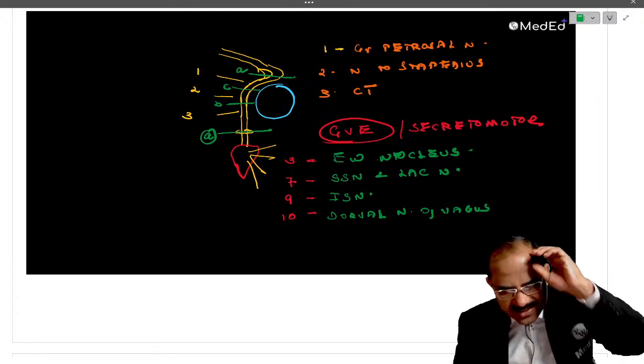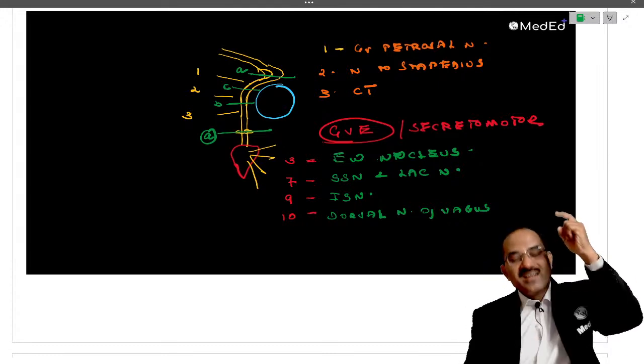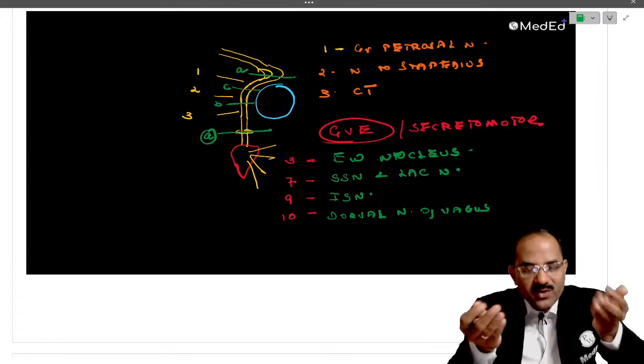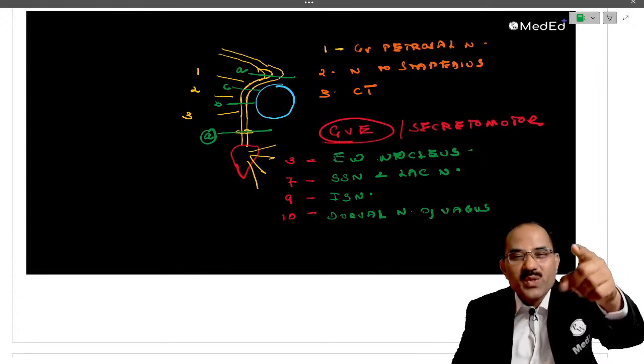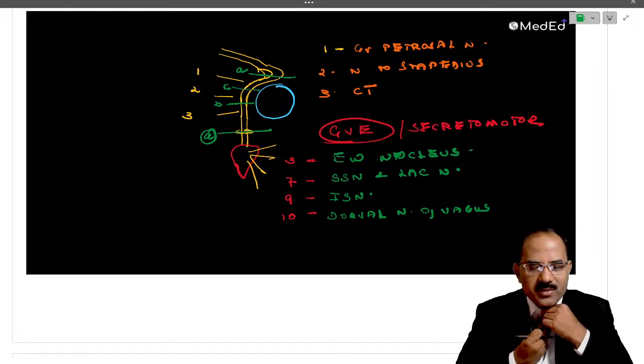And my dear children, do you know where this dorsal nucleus of vagus is? It lies in the floor of the fourth ventricle. It forms an elevation in the floor of the fourth ventricle. That's the vagal triangle. I hope you are able to correlate all this.